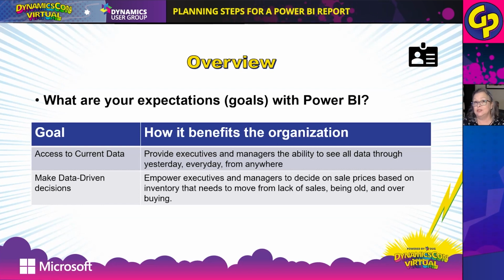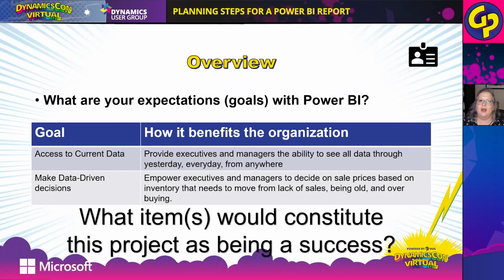One was access to current data. They wanted executives and managers to be able to see everything through yesterday, every single day, from anywhere. I'm like, got it. Love that answer. And then they wanted to be able to make data-driven decisions. They had a lot of surplus inventory, and they wanted to know basically when they should put something on sale to get rid of it, because maybe it's not selling, maybe they have a lot of old inventory, or maybe they've accidentally overbought. These are things that I can easily measure and things that I could easily help them with.